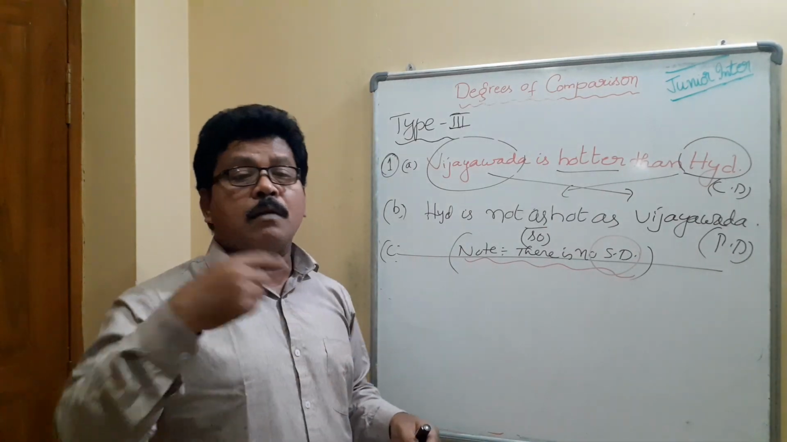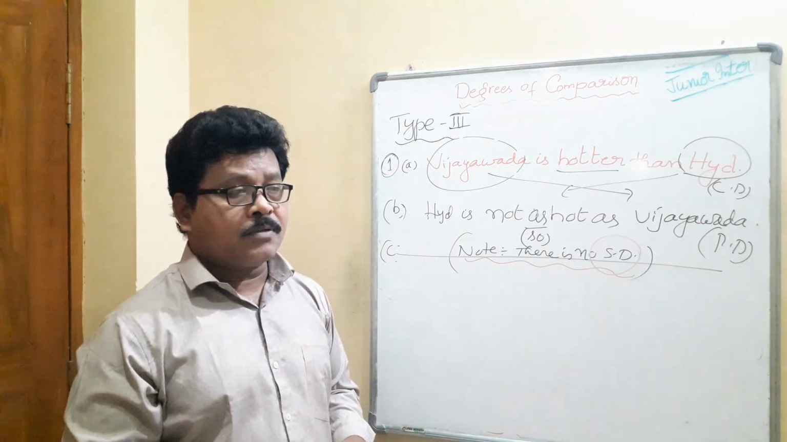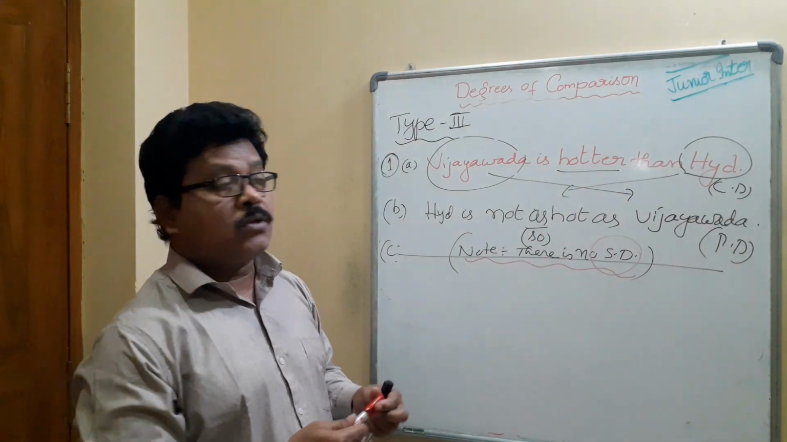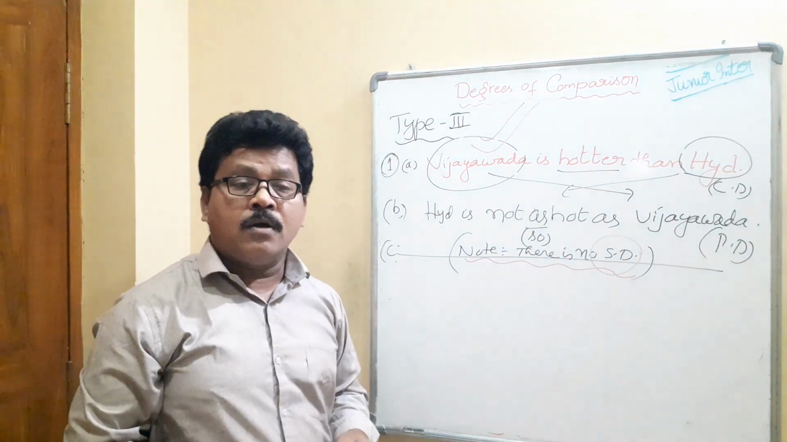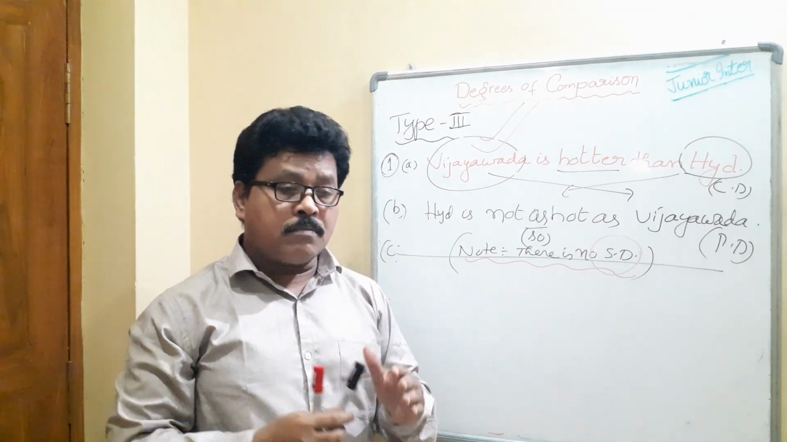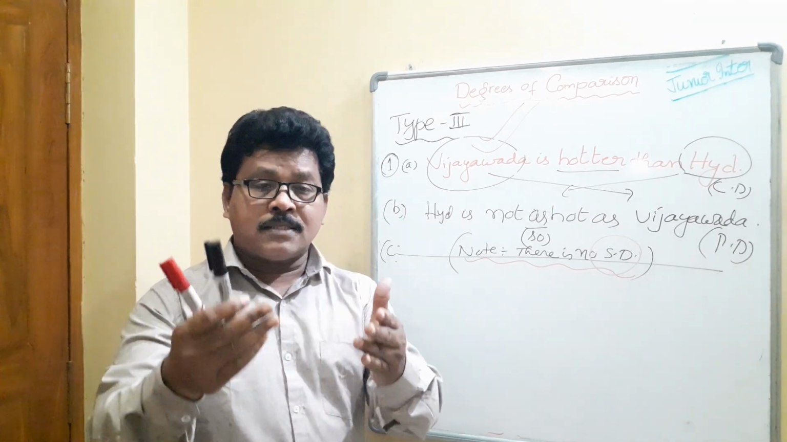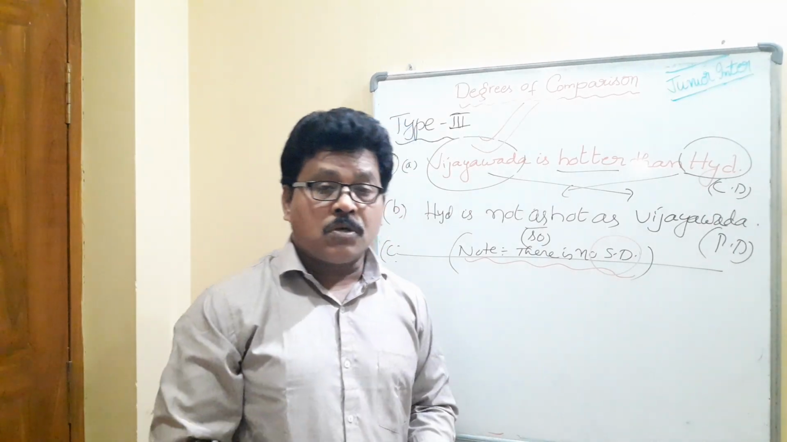If CD is given, PD we have to write. If PD is given, CD we have to write. That's it. So type 1, type 3 are very, very important. First and last, from the exam point of view, first and last are very, very important. So take some examples from your exercises, from your textbook, from your material. On your own also you can take.